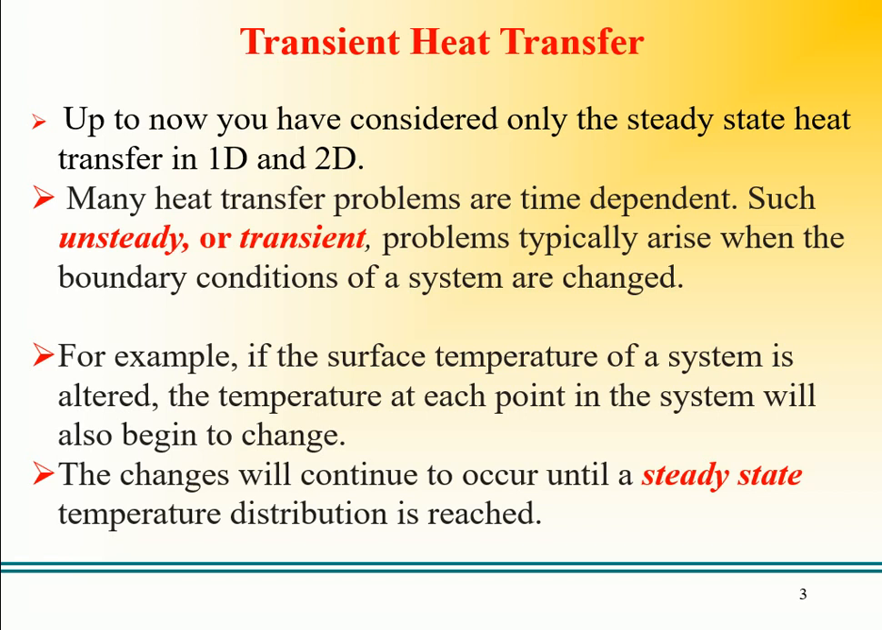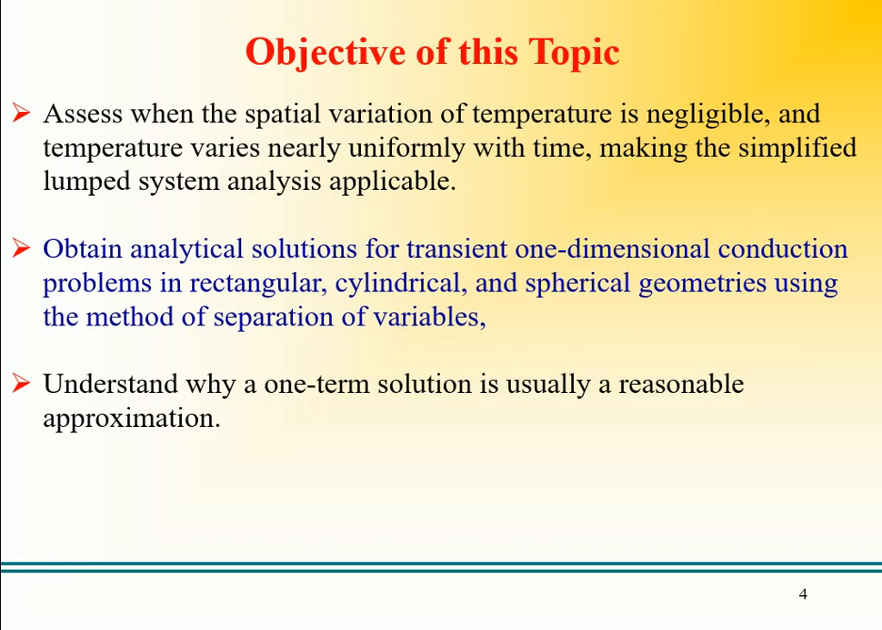These are basically time-dependent problems. For example, if the surface temperature of a system is altered, the temperature at each point in the system will also begin to change, and the changes will continue to occur until a steady-state temperature distribution is reached. We know that steady state means the temperature becomes constant, so up to that point the temperature will change and heat transfer will take place.